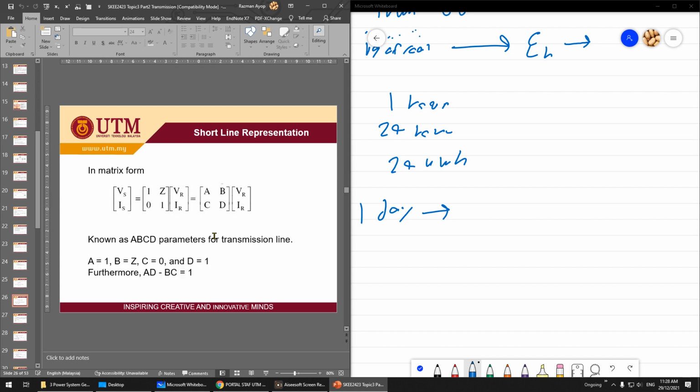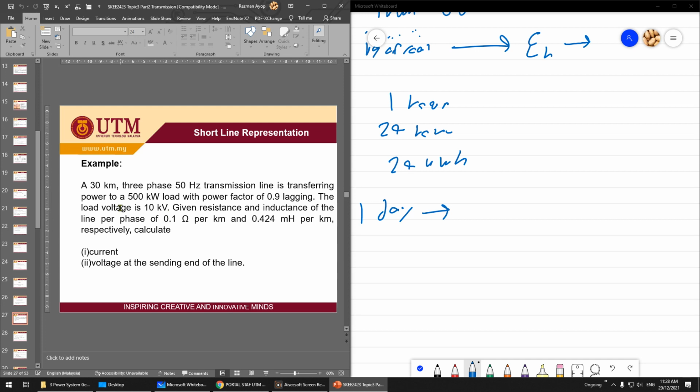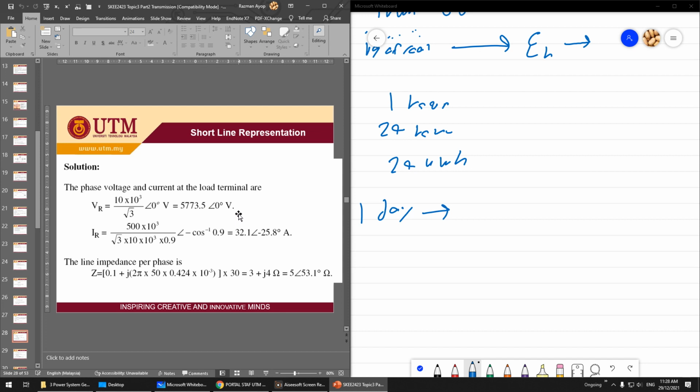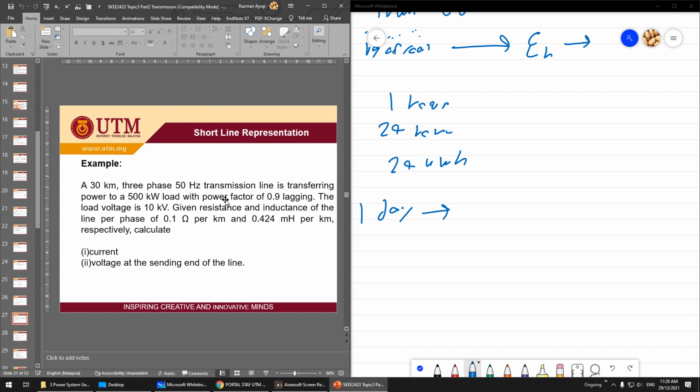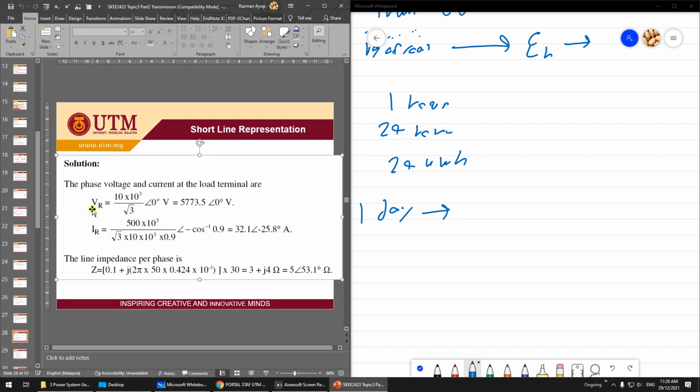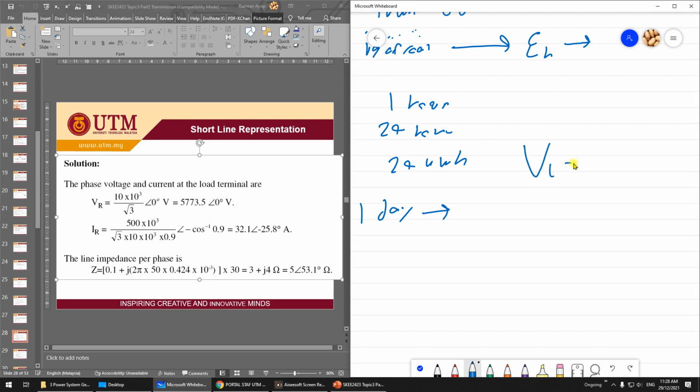And then you need to calculate the voltage and the current. The sending voltage. So usually, this is the common knowledge. Every time they give the voltage, it is a line voltage. Every time they tell you, for example here 10 kilovolt, always assume it is a line voltage. So make sure you know how to convert it to phase voltage. Just divide by square root of 3. Remember, V line is equal to square root of 3 V phase.